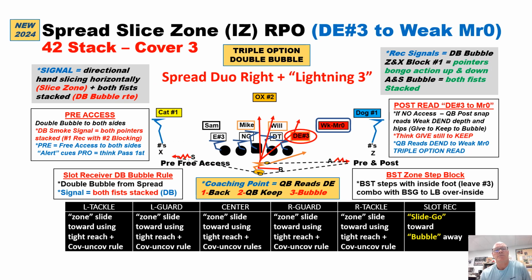Next is just running a spread slice, classic zone read, but we're going to double bubble. So we do our fist stacked first, tells the receivers double bubble. The S and the A become the bubble receivers, Z and X blocking, or we can go pointers stacked and now it's double smoke. Now the S and the A would block and the Z and the X would be the bubble receivers. Again, quarterback just reads this as triple option: give to the D end, or throw the bubble, or keep with the weak Mr. Zero.